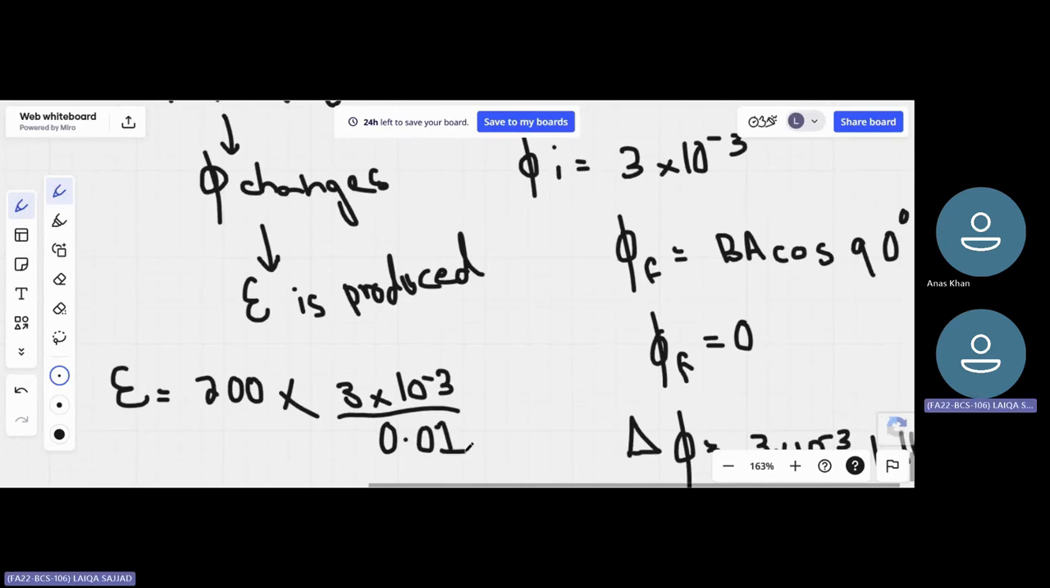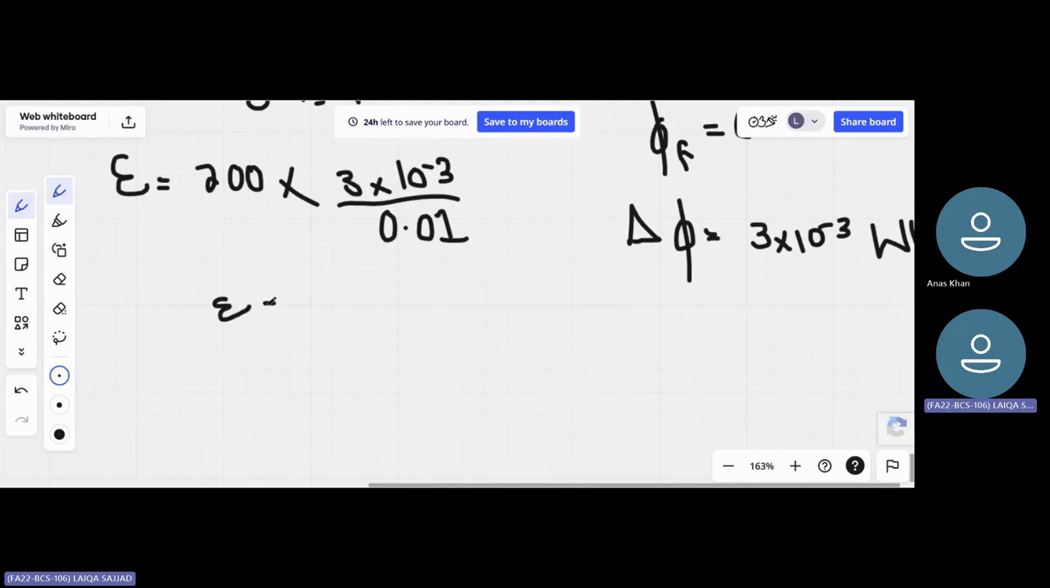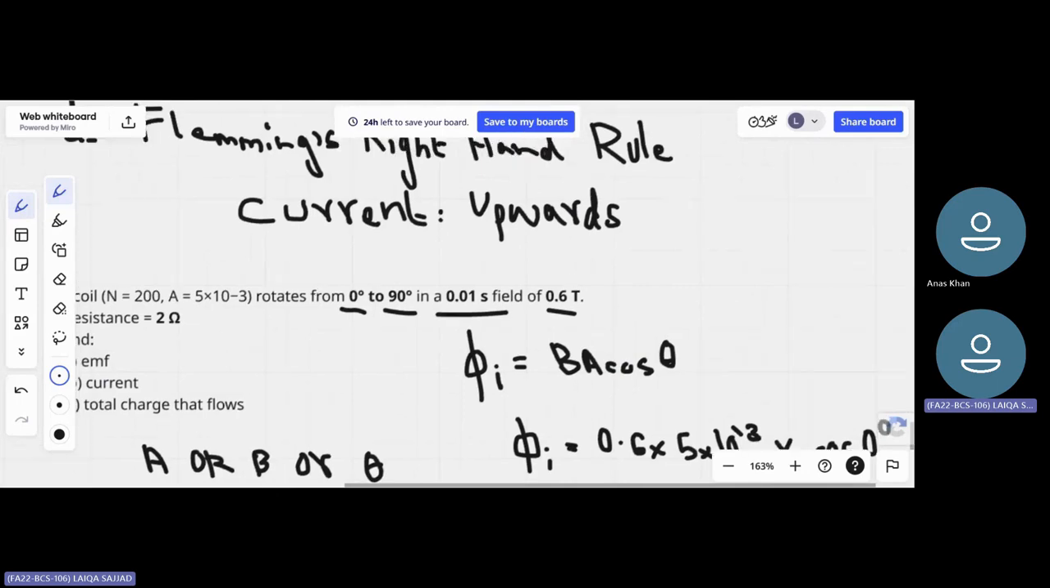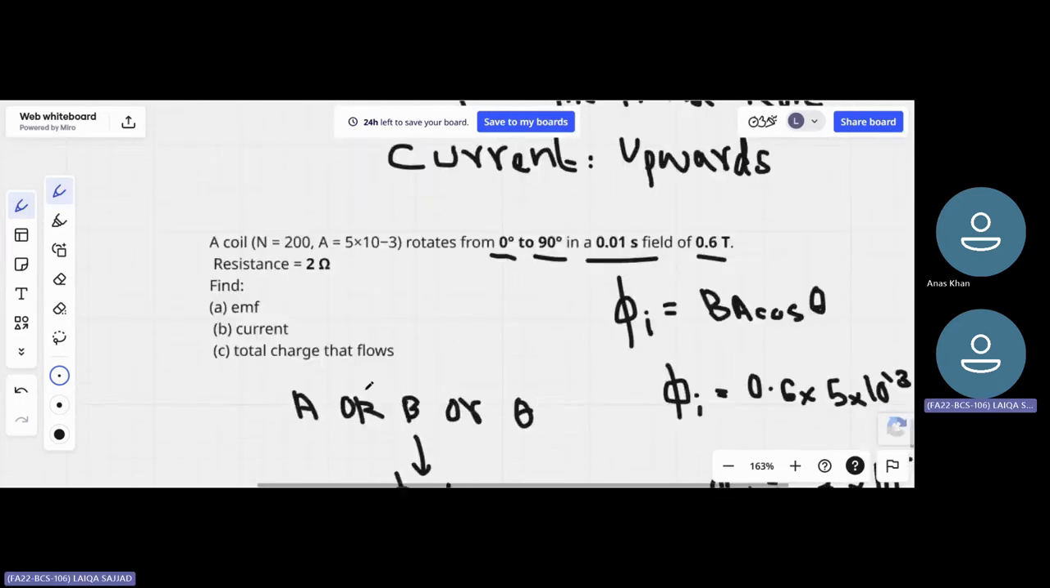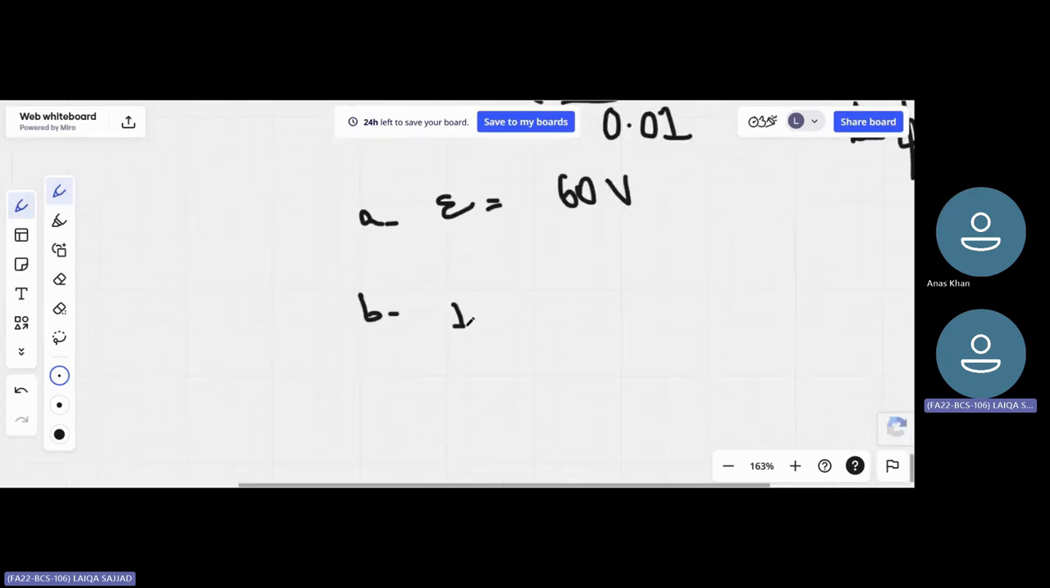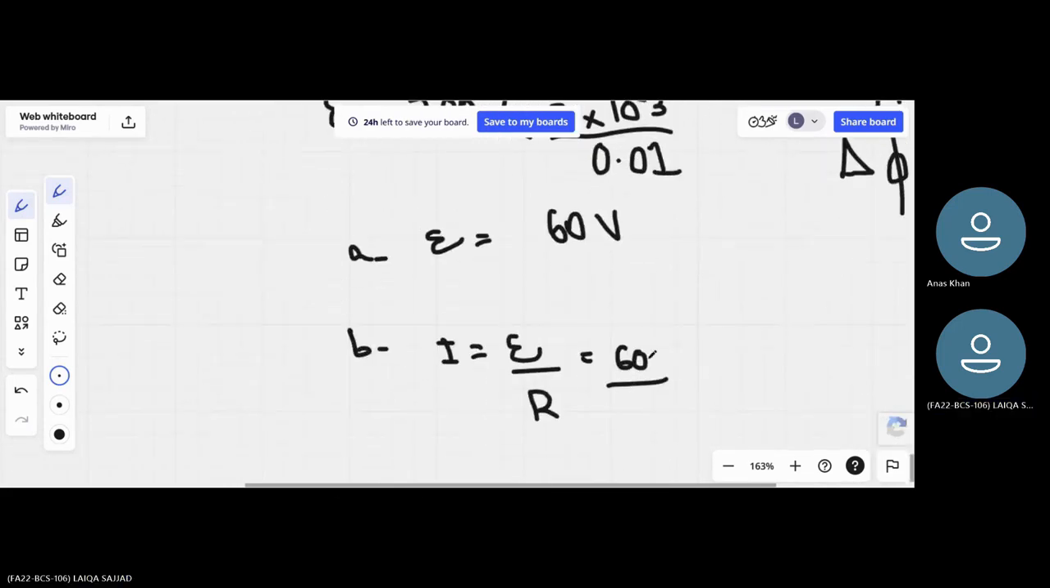So the EMF produced would be 60 volts. This is part A. In the next part, you have to find the current. Now we have the value for EMF, and we are given the resistance in the question as well. So I is equal to epsilon divided by R. Epsilon is 60 and resistance is 2. So current would be 30 amperes.